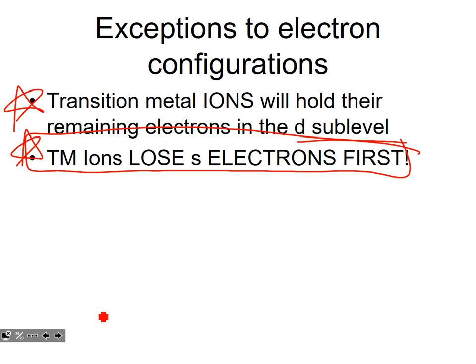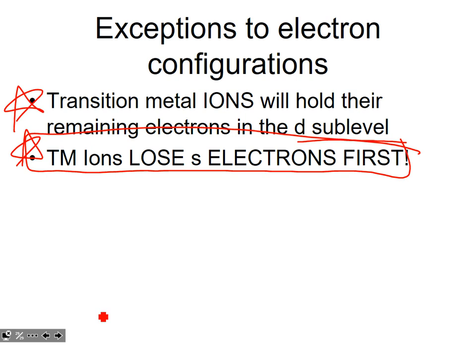And this fact actually explains why so many transition metals have a +2 charge, because how many electrons can you fit in the s subshell? Oh, you can fit 2. So if they lose those 2 first, it would make sense that so many transition metals have this +2 charge.